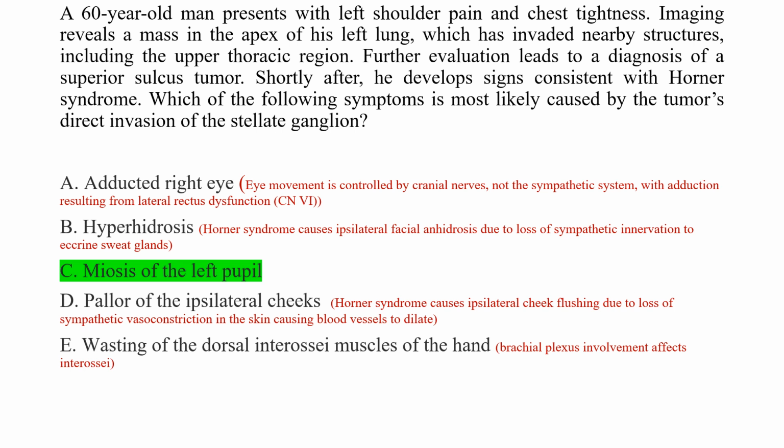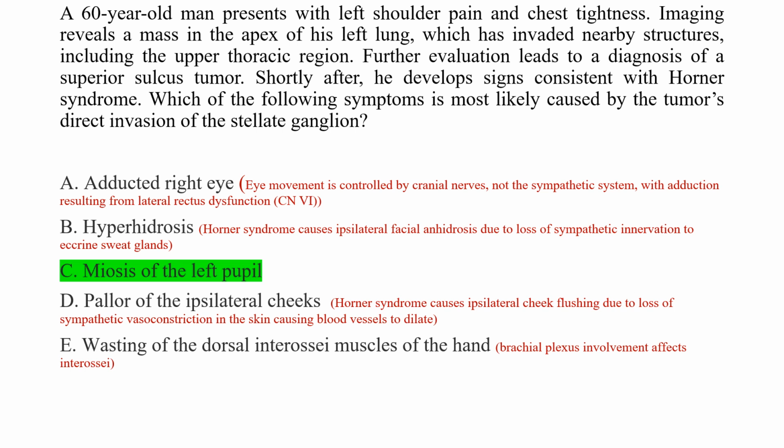Let's have a look at why the other options are incorrect. Option A. This option refers to the adduction of the eye, which would involve the movement of the eyeball. It's important to note that eye movement is not controlled by the sympathetic nervous system. The extraocular muscles responsible for eye movement are innervated by the cranial nerves. An adducted eye is more likely to occur due to a loss of function in the lateral rectus muscle, which is innervated by the sixth cranial nerve and is not related to the sympathetic disruption.